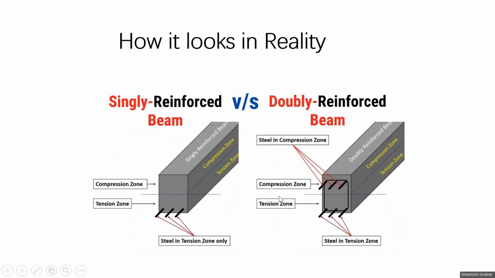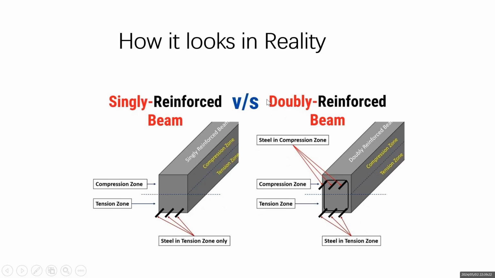So this is the definition, and this is what I told you before. The difference between single and double reinforcement: with single reinforcement, we reinforce our beam using steel bars in the tension zone, like at the bottom here. But if you want to use double reinforcement, you have to reinforce our concrete beam in both the compression zone and the tension zone. This is the difference between single and double reinforcement.